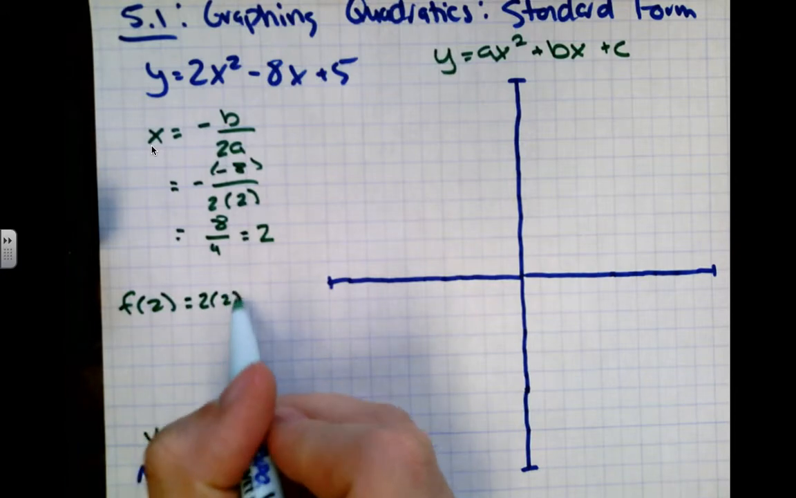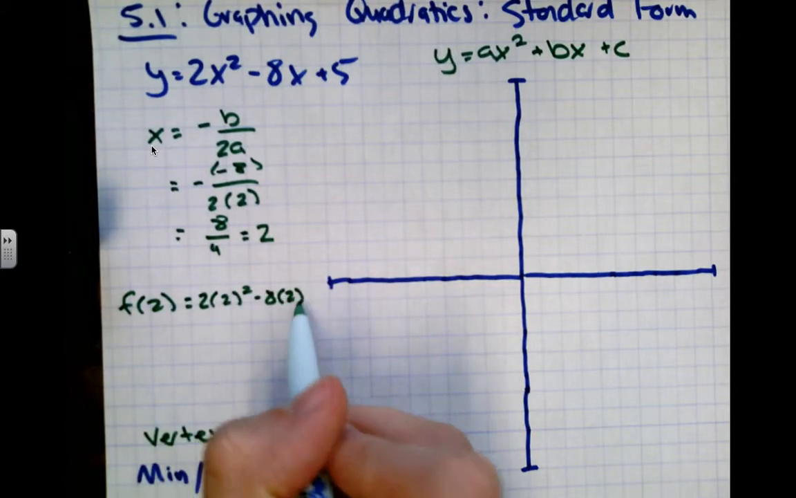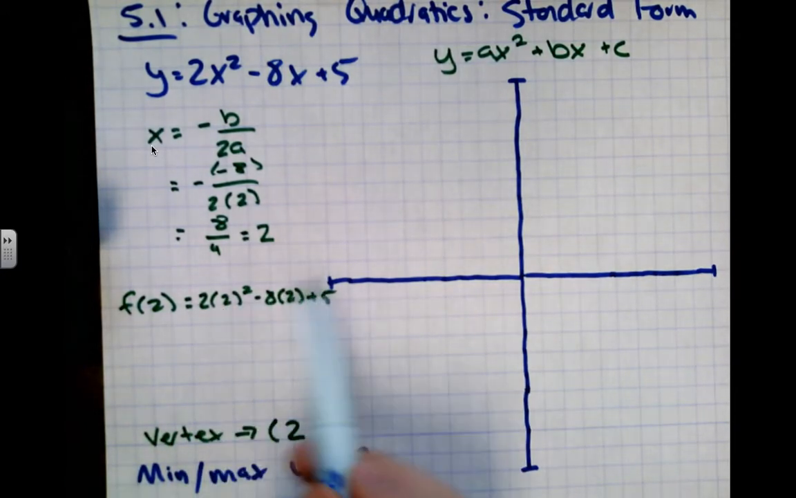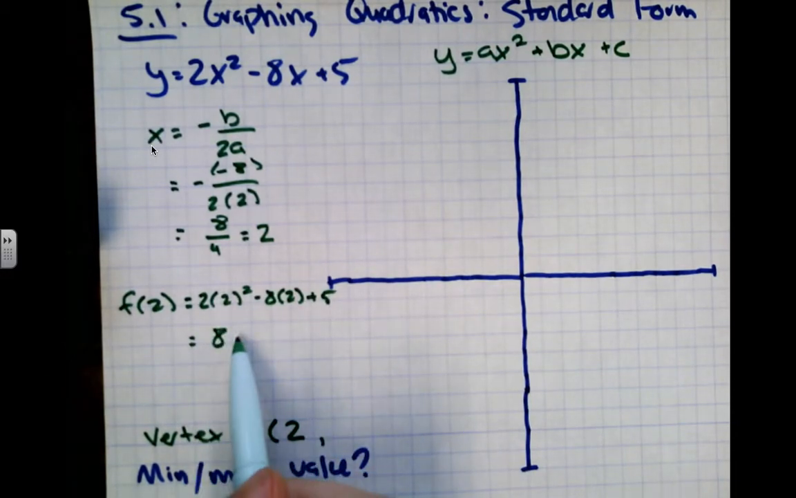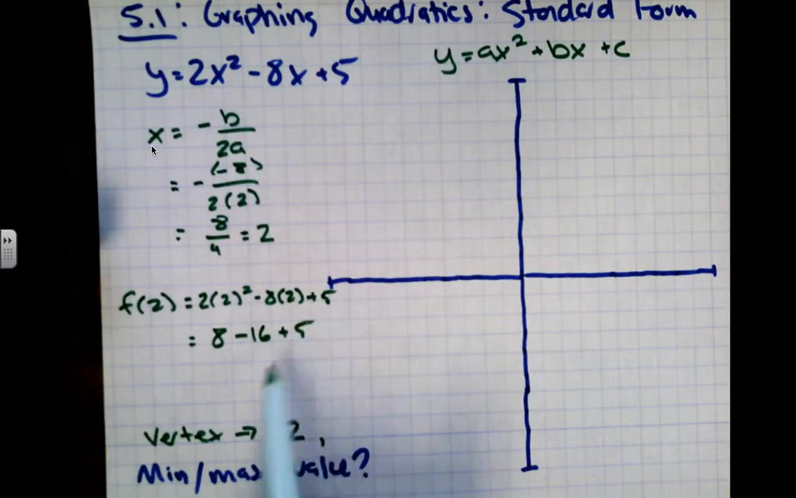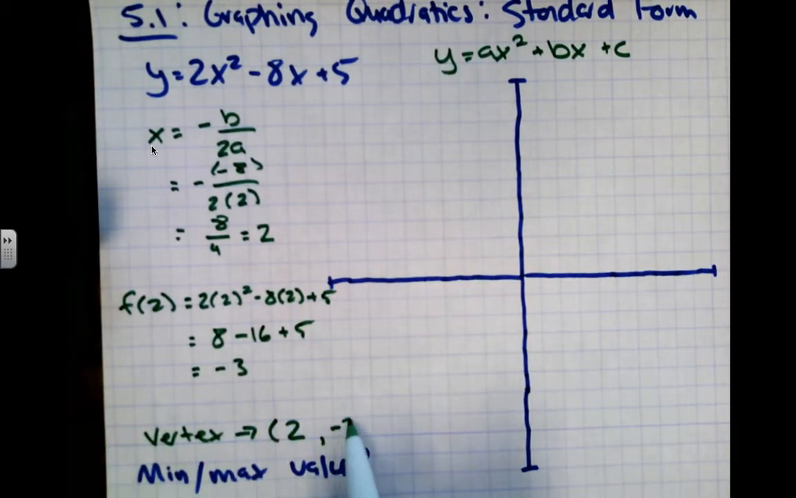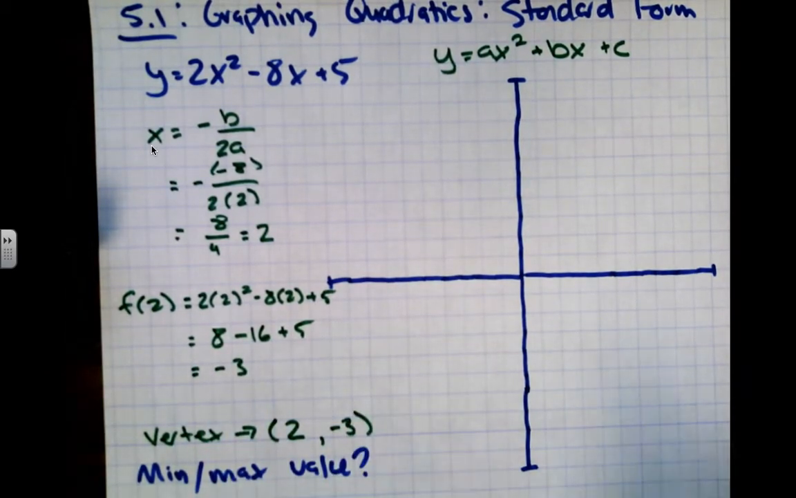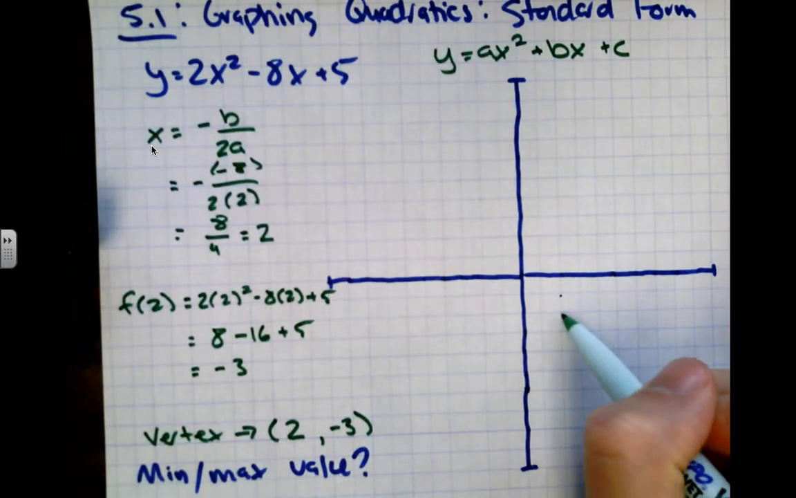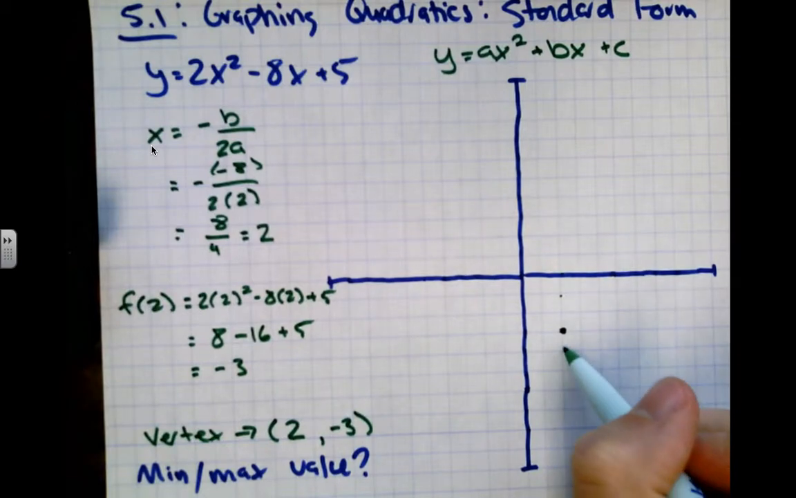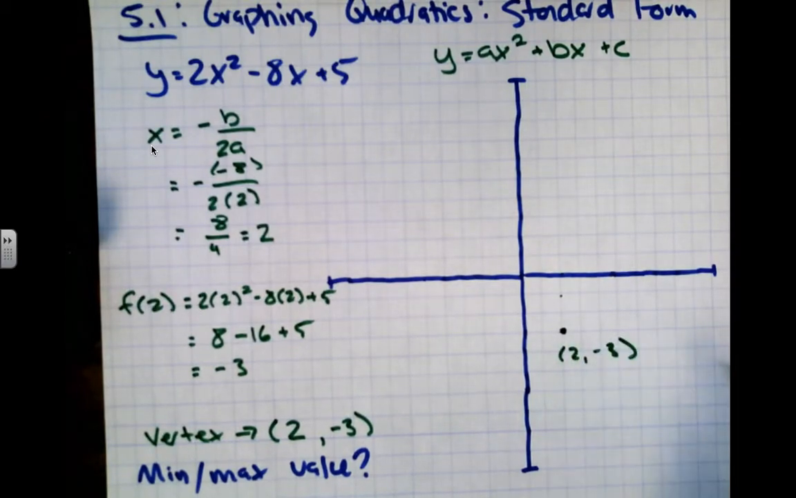So this comes down to just evaluating this function. You just plug 2 in everywhere. When we actually go through and do this, you would have your calculator. You would end up having 8 minus 16 plus 5. What that's going to all end up coming out to is -3. So we would have the vertex be 2 to the right on the x-axis and down 3. And I can go through and label that.